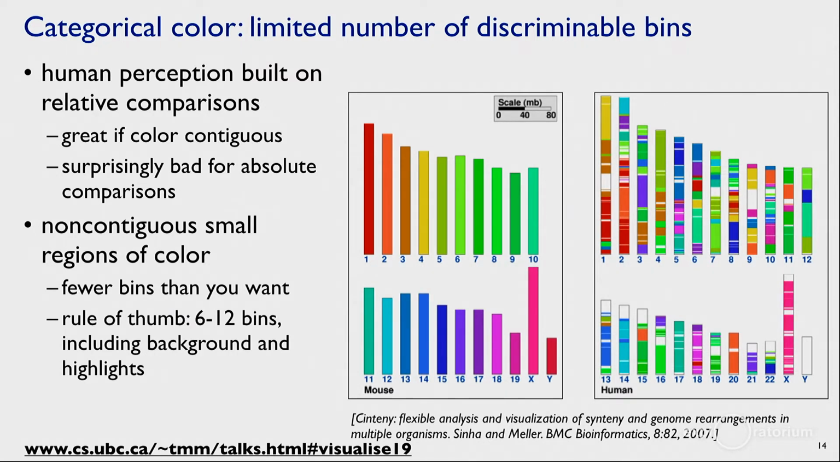A good rule of thumb is it's pretty much safe to do 6 to 12 in many cases, but remember that includes your background color, it includes your default color, maybe a highlight color. So, well, what else could we do? If we had more time, we'd talk about the plethora of other alternatives. Color coding is not your only choice. There's a lot of other ways to visually encode data.